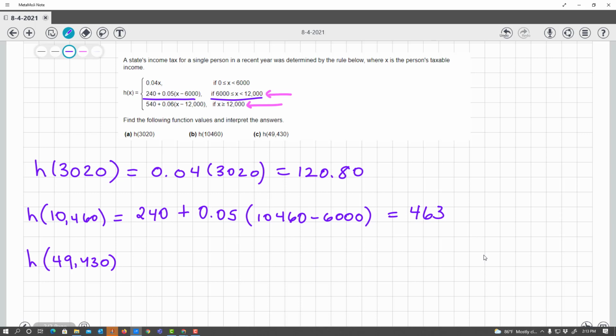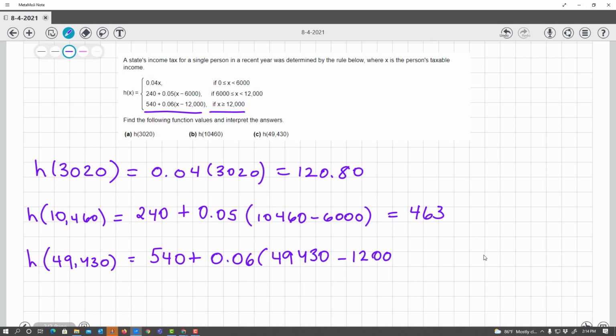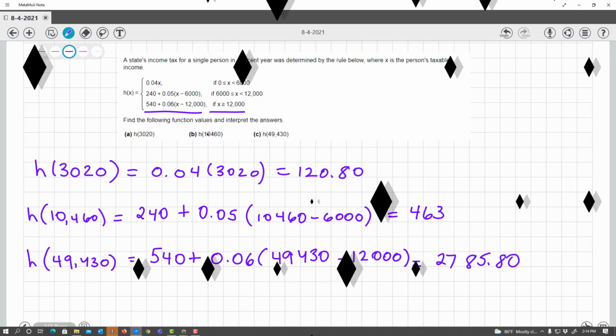All right, let's say you made $49,430. Once again, 49,430 is greater than 12,000, so it looks like I'm going to use this last equation. And that's why they call these piecewise equations, because they're based on the piece. In this case, it's based on the piece of your salary. 12,000, and whoo, that IRS won't take that money, right? And that's what I get. So these are just ways that you can apply using functions.